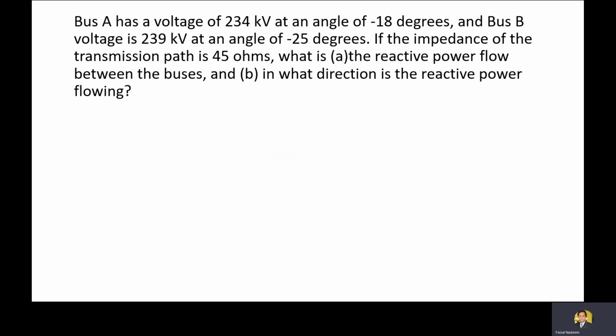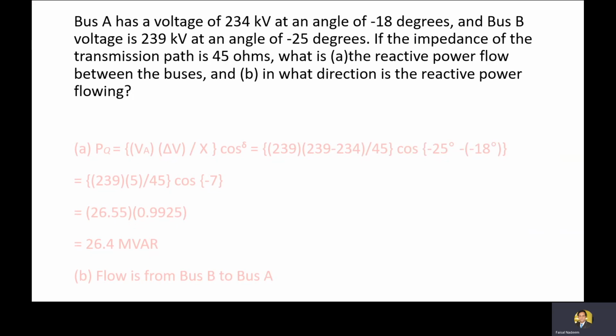Again, to understand the flow of reactive power on the line, we will solve two problems. Number one: bus A has a voltage of 234 kilovolt at an angle of minus 18 degrees, and bus B has a voltage of 239 kilovolt at an angle of minus 25 degrees. If the impedance of the transmission path is 45 ohms, what is the reactive power flow between the buses, and secondly, what is the direction of this reactive power flow?